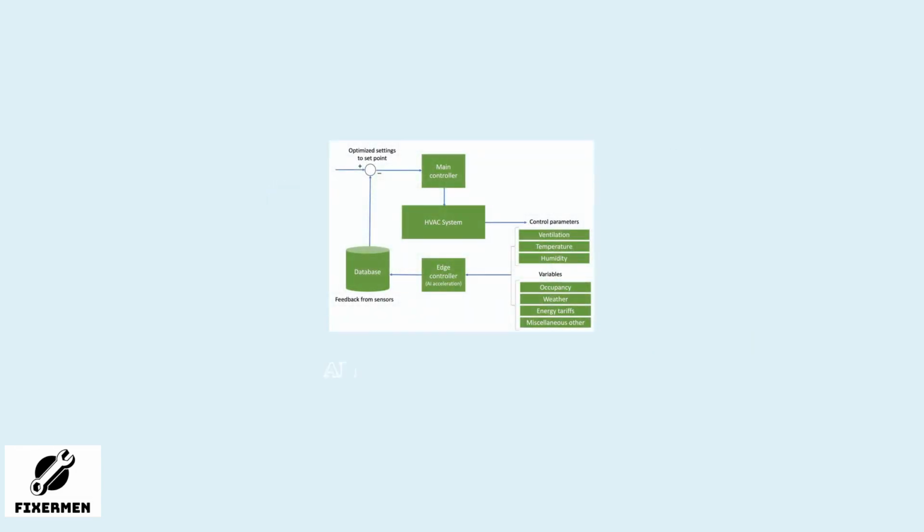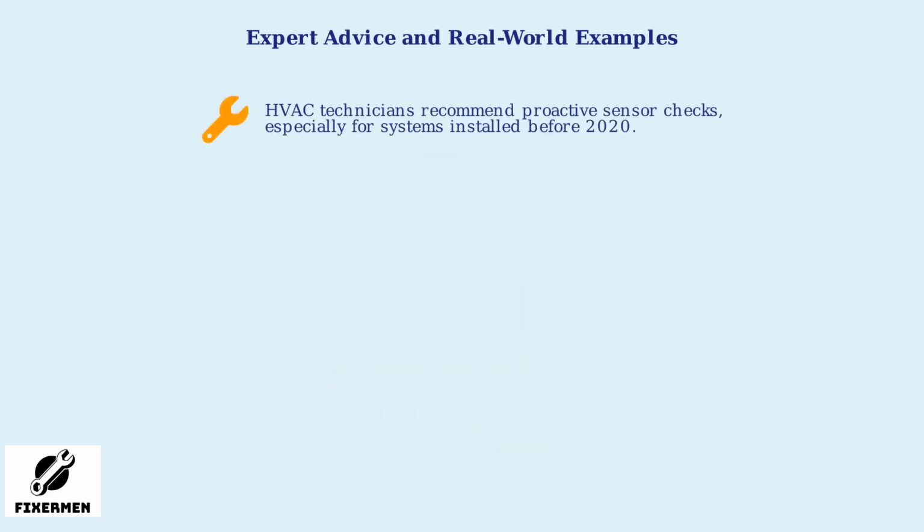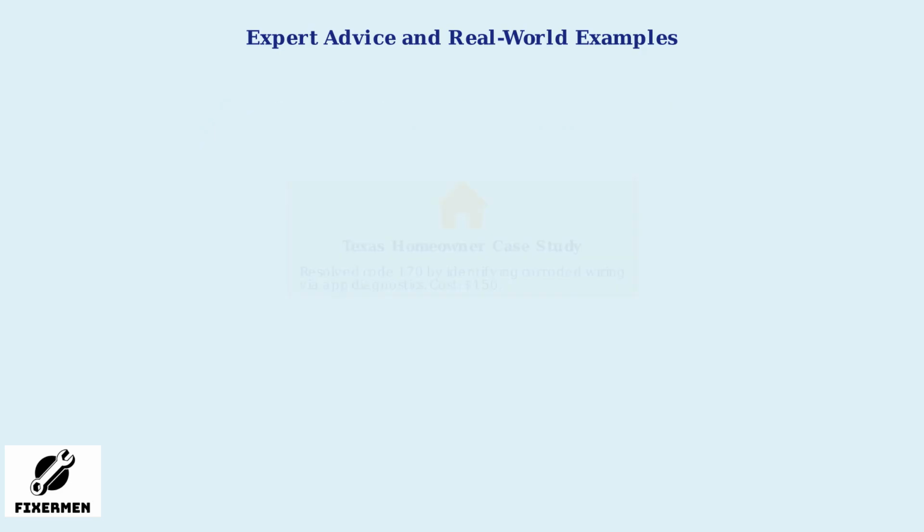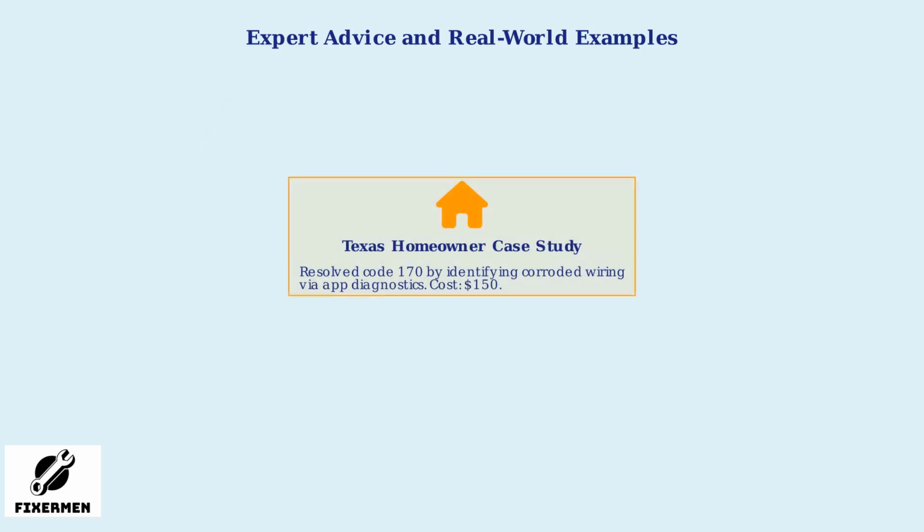The future of HVAC maintenance involves predictive diagnostics, where AI algorithms analyze usage data to predict sensor failures before they occur. This technology minimizes downtime and improves overall system reliability. HVAC technicians often recommend proactive sensor checks, especially in systems installed before 2020. Real-world case studies show that prompt diagnosis and repair can save significant maintenance costs.